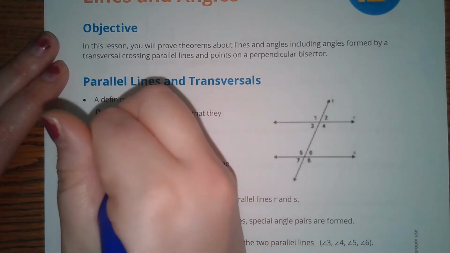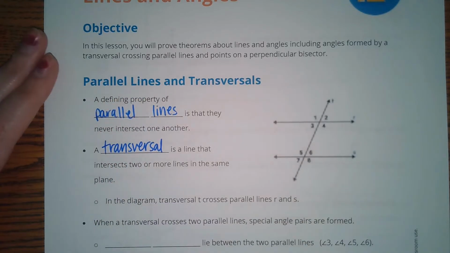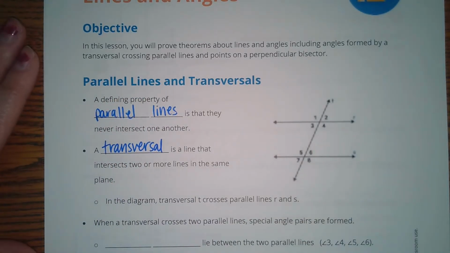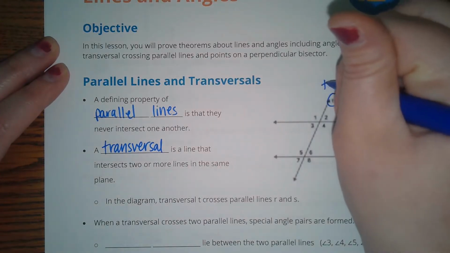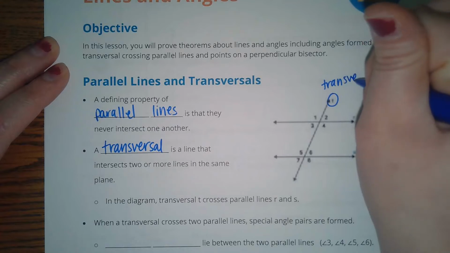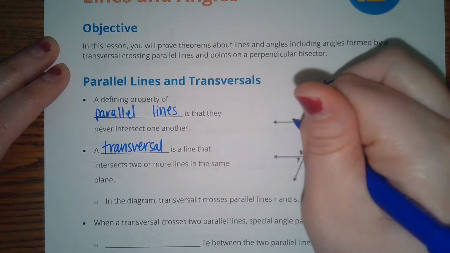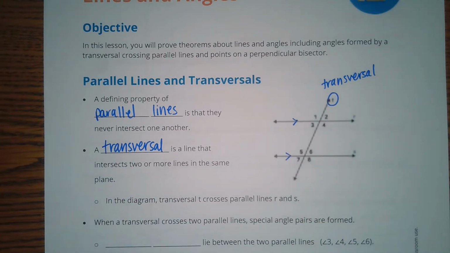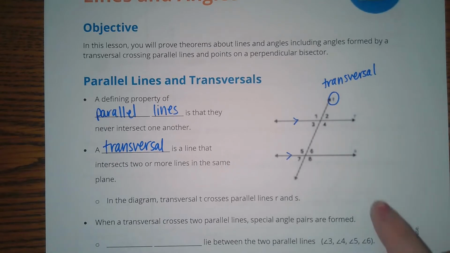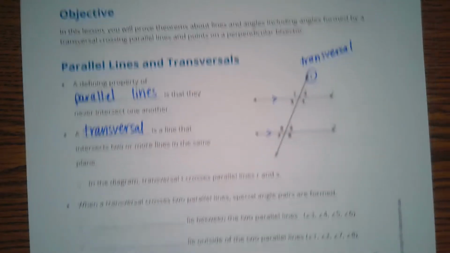Now, a transversal is a line that intersects two or more lines in the same plane. So here, this is my transversal T. And then R and S are parallel. We can remember that we can mark parallel lines using our little arrows. So R and S, my picture's a little blurry, but R and S are parallel. In the diagram, my transversal T crosses parallel lines R and S.